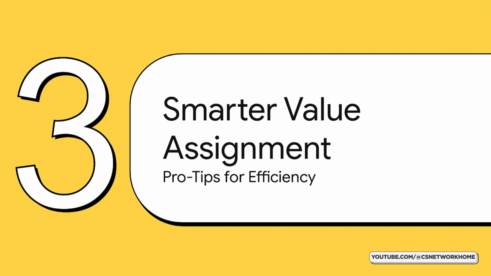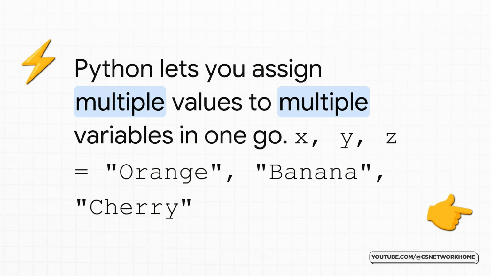All right, so we've properly labeled our containers. Now let's talk about some pro tips for putting things inside them. Python has some really slick shortcuts for assigning values that can make your code way more compact and efficient. This is one of those Python tricks that you are absolutely gonna love. Instead of writing 3 separate lines to assign values to x, y, and z, you can do it all in one go. Python is smart enough to match them up in order. Orange goes to x, banana to y, and cherry to z.